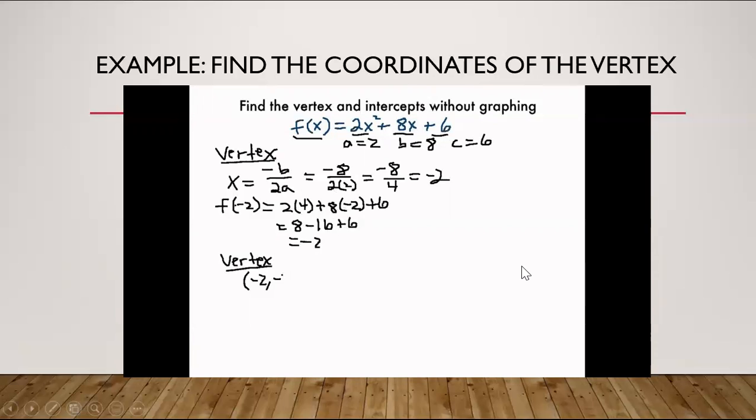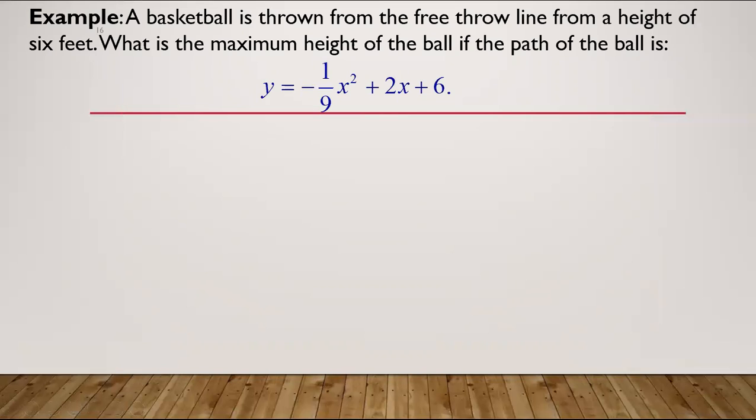One more example. How would you use this in context? Someday you're going to take college physics, and they're going to give you this word problem that I have here, and they're going to tell you to write this equation. But lucky you, you're not in college physics. You're in 9th grade math, and you're doing advanced math. A basketball is thrown from the free throw line from a height of 6 feet. What is the maximum height of the ball if the path is y equals negative 1/9 x squared plus 2x plus 6? Notice, the beginning is at 6 feet. If you put in a 0 for x, you would have just plus 6. That's your c. Anyway, that's a little head start on your college physics.